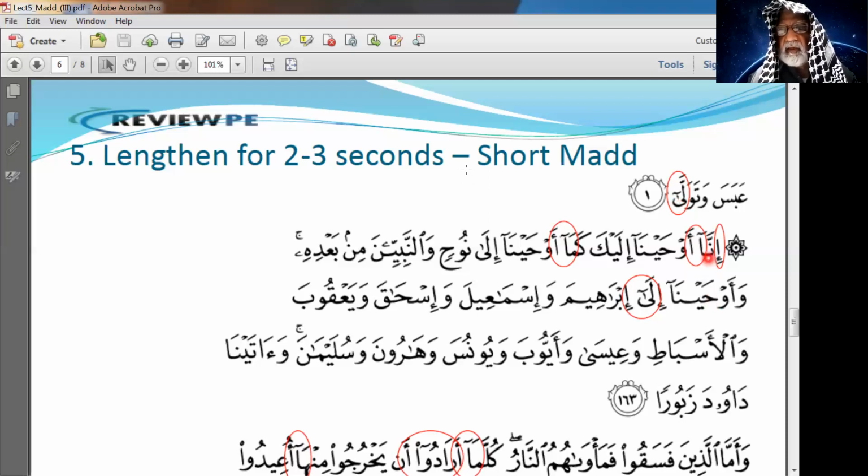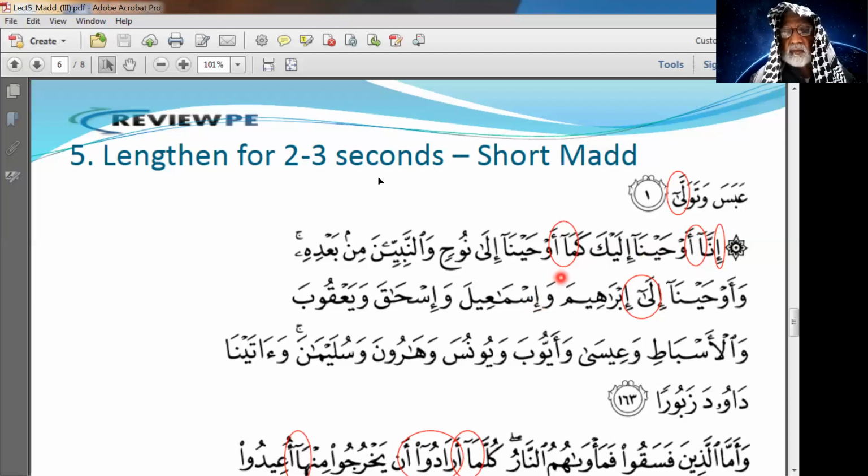Again, over here we can see a fatha and noon, then alif, then hamza. So there is an alif, and this mad is placed on top of the alif. Again, inna awhayna, awhayna.